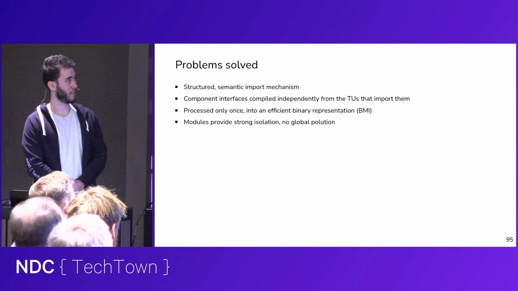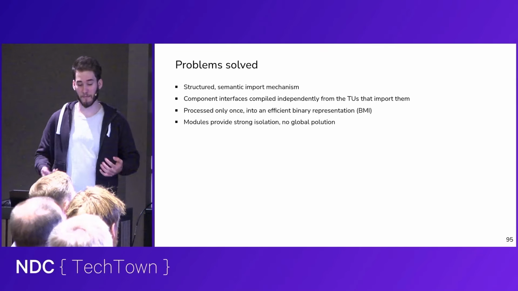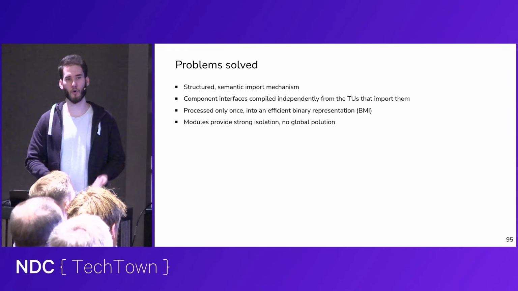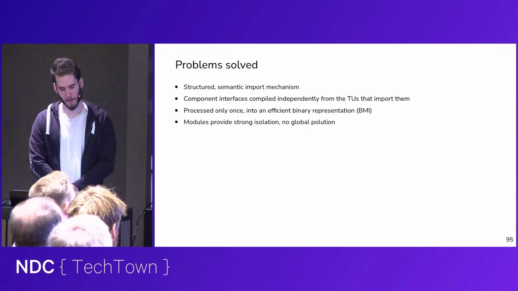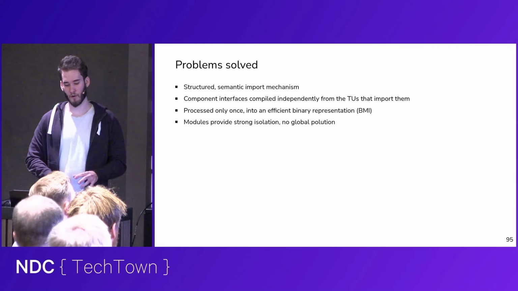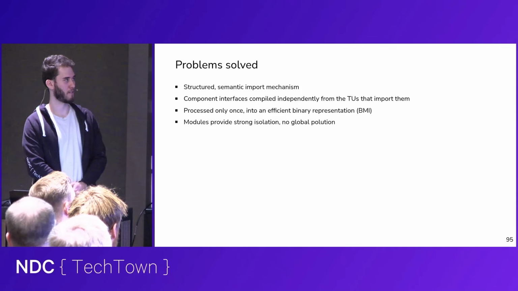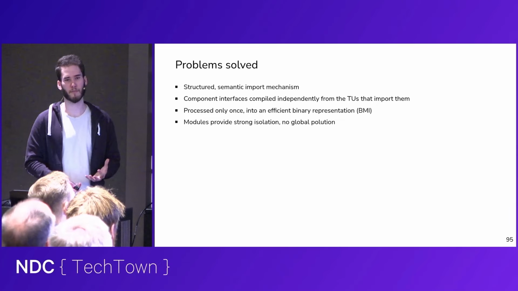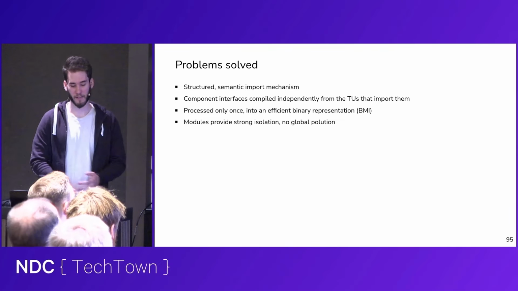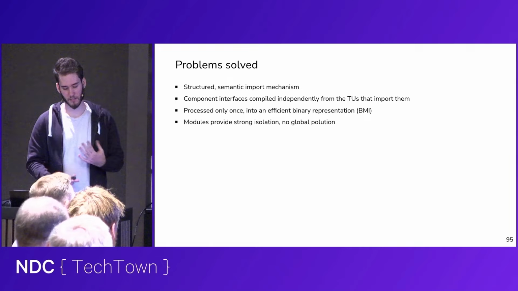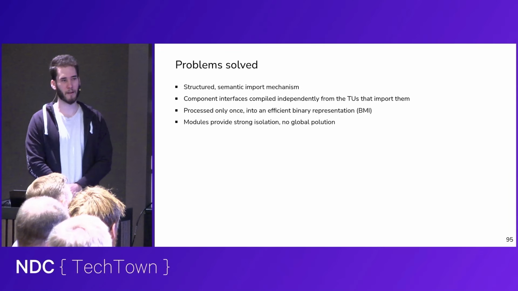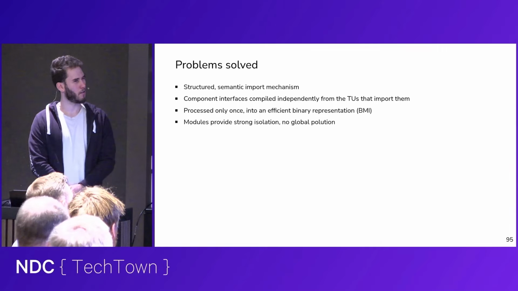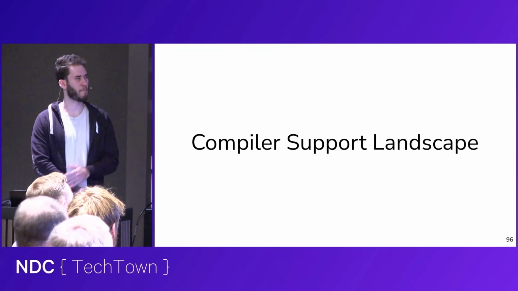And we see that modules really solve some problems. We have now this structured and semantic import mechanism in contrast to that just copy and pasting mechanism that we had before. We have our component interfaces that are compiled independently from the translation units that imported them. You process them only once, and there is an efficient binary representation that makes the compilation speeds very fast. And also you have very strong isolation, no global pollution from your macros, because now you have this boundary that cannot be crossed by the macros. But can you really use it? What is the compiler support landscape?